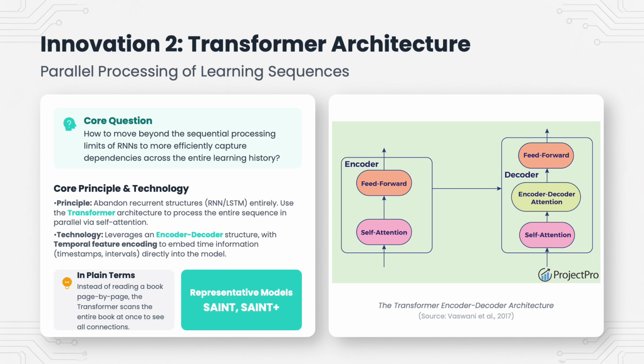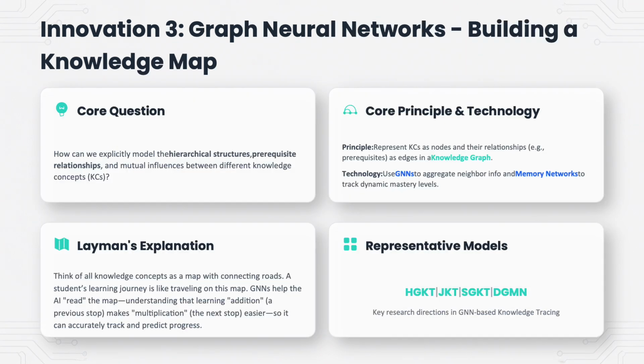This allows the model to simultaneously see all the connections between a student's past problems, providing a much richer understanding of their knowledge state. Third, we have graph neural networks, or GNNs. This approach tackles the problem of modeling the relationships between different knowledge concepts. Imagine all the skills a student needs to learn as a map, where each point is a skill and lines connect related skills. GNNs allow the model to learn on this map. It understands that mastering addition makes learning multiplication easier. By explicitly building this knowledge map, models like HGKT and JKT can trace knowledge flow much more accurately.